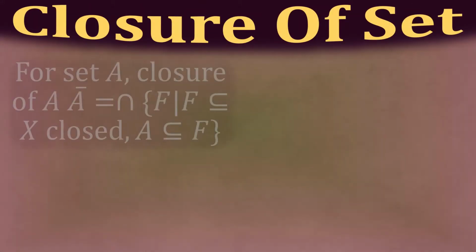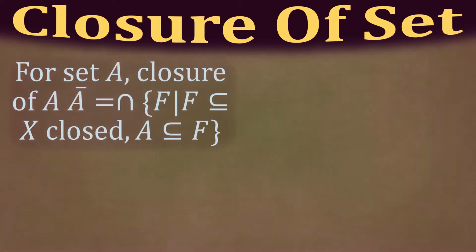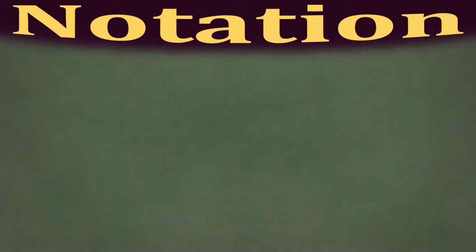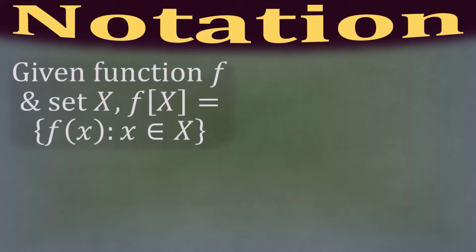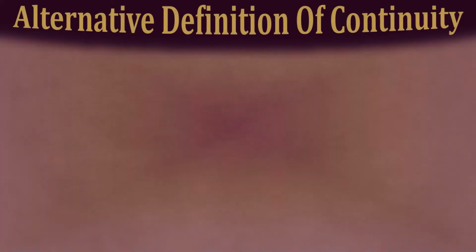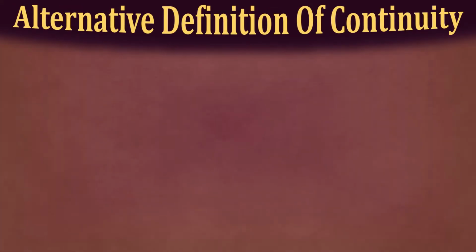Now, let's define the closure of a set. For a set A, the closure of A is A bar, defined to be the intersection over all F such that F is a subset of X which is closed and A is a subset of F. Now, we want to give an alternative definition of continuity, but first let's give some notation. Given a function f and a set X, let f of capital X equal the set of all f of x where x is in X.